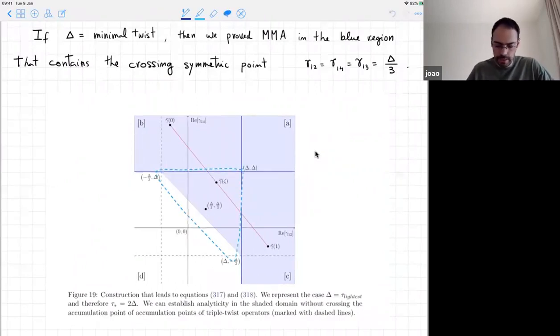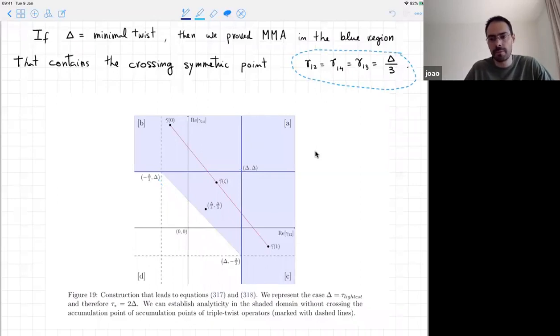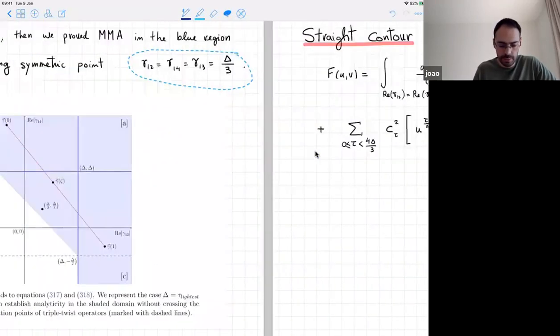And that's very important because that triangle contains the crossing symmetric point gamma 1,2 equals gamma 1,3 equals gamma 1,4 equals delta over 3. So this is the point where you want to bring all three contours together. This is the point which is crossing symmetric between the three variables. So this is sufficient to show that the Mellin amplitude exists with a straight contour.